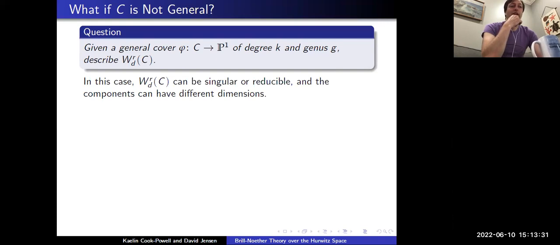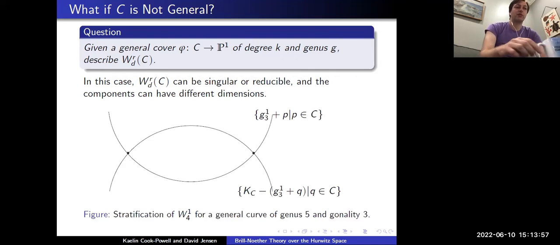It turns out that at first glance, it seems like you can't say much about these Brill-Noether varieties. They exhibit all sorts of pathological behavior that you don't see for general curves. So the WRD can be singular. It can have multiple components. The components can have different dimensions. Everything seems to go wrong.